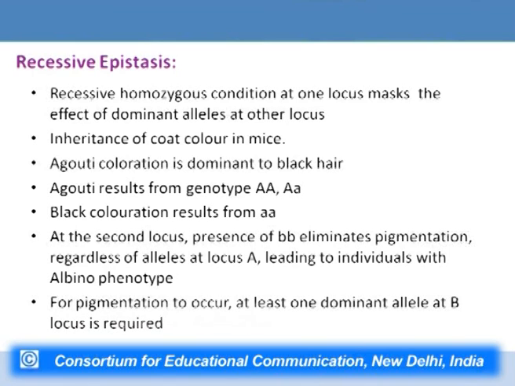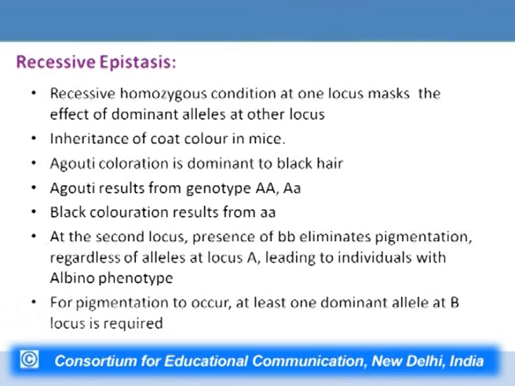Now, recessive epistasis is a condition wherein the recessive homozygous condition at one locus masks the effect of dominant alleles at the other locus. An example is coat color in mice. In mice, agouti coat coloration is dominant to black coat coloration. Agouti is basically white hair with black tips, which leads to a greyish phenotype. This agouti color results from genotype A capital or A small a, whereas black coloration results only when there is the recessive homozygous condition, that is small a.